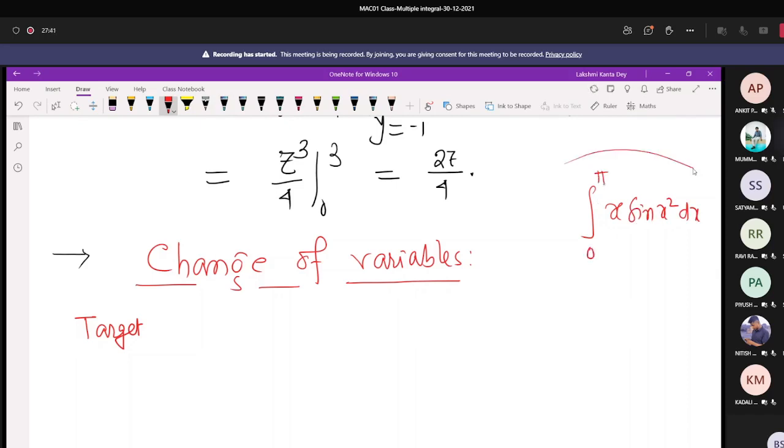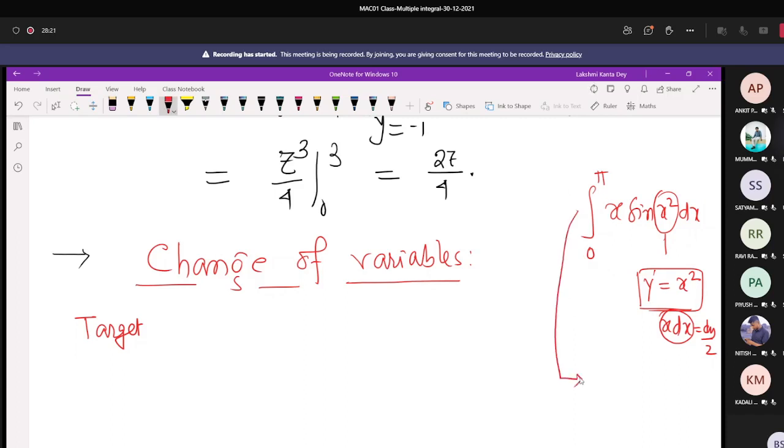So in order to integrate it, this is in the case of single integration, all of you understand that we have to put y equal to x square. This is basically a change of variables. We put x square in terms of y, and then we change it. So twice x dx is equal to dy. That means x dx is basically dy by 2, right? Then we change the limit also.